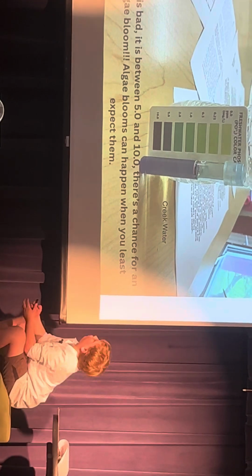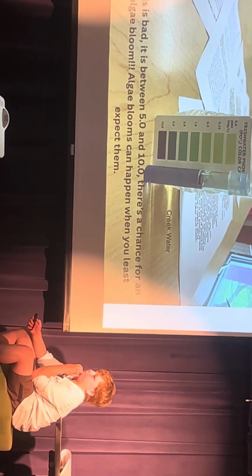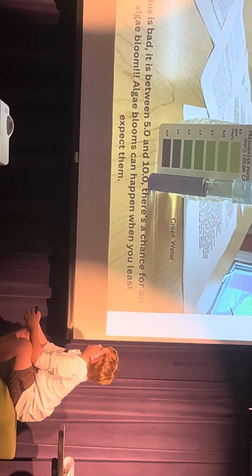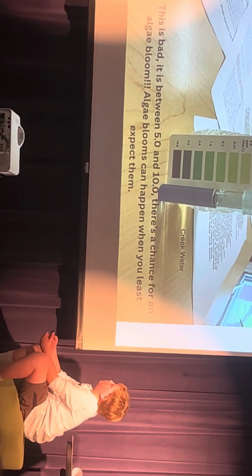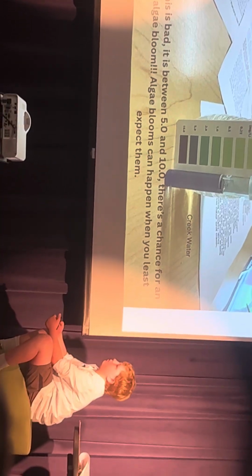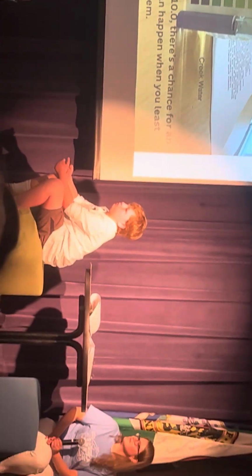This was the creek water for phosphorus. This is bad. Very bad. It is between 5.0 and 10.0. That's a chance for an algae bloom. Algae blooms can happen when you least expect it. Maybe right now. Maybe in 10 years.